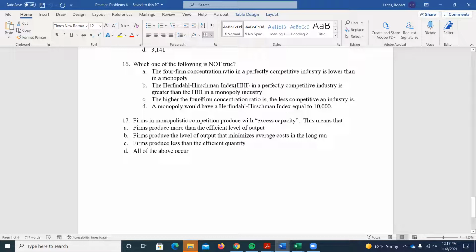And then the higher the four-firm concentration ratio, the less competitive an industry is. Well, that's true, right? The higher these measures get, the less and less competitive, right? The closer and closer we're getting to a monopoly, right? So that one makes sense.